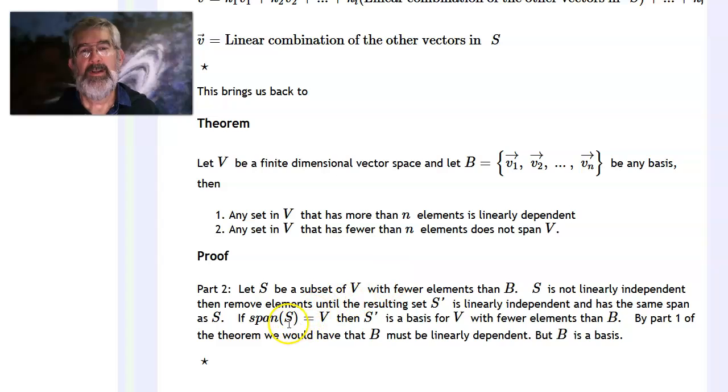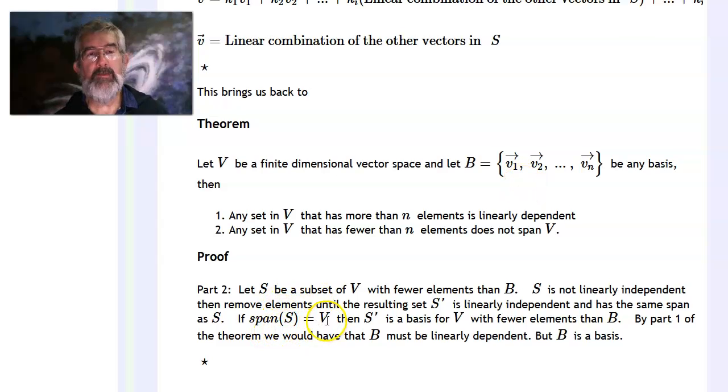So the span of S cannot be V, right? This is where, if you make the assumption that the span of S is V, you run into this contradiction that B can't be a basis, but we said it is a basis. So the span of S is not V, which means there must be something in V that's not a linear combination of S. So it doesn't span all of V. That's exactly what we were trying to prove.